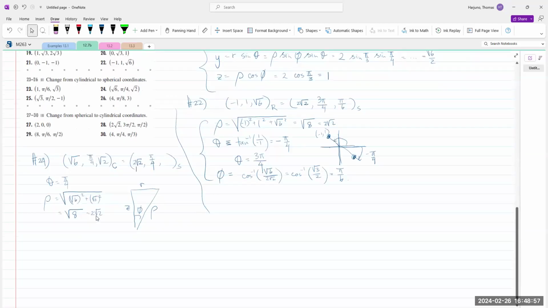Now, how about the phi? The phi is cosine inverse of z over rho. The z is square root of 6. The rho is 2 radical 2, which is cosine inverse of radical 3 over 2. That's pi/6.